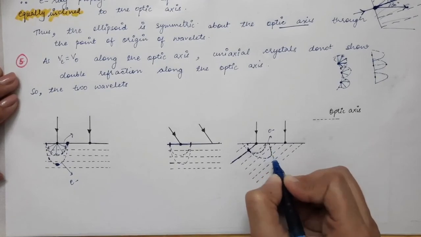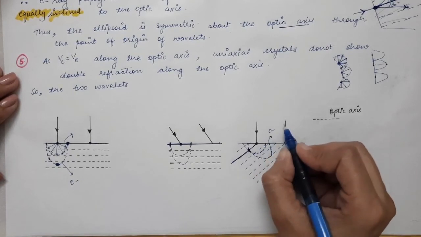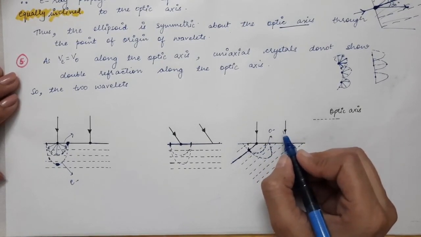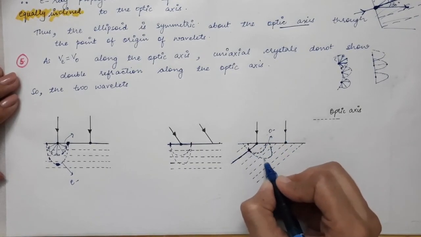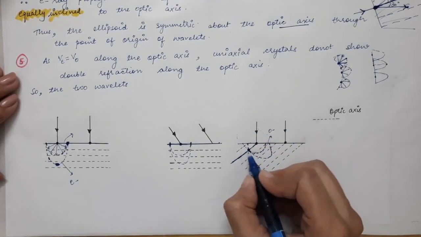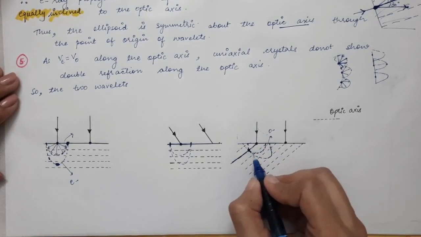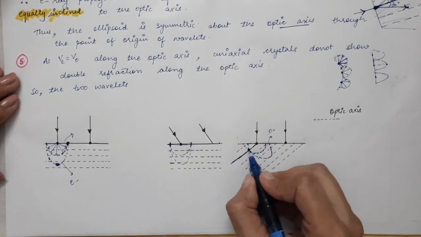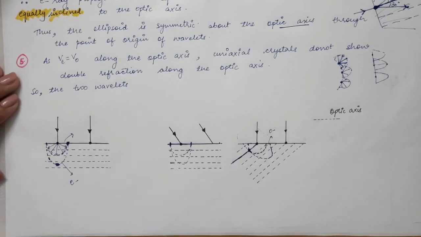The ellipsoid must be symmetrical about the optic axis. You do not have to complete this diagram, but just imagine that if you extend this optic axis in the backward direction, then this ellipsoid will be symmetrical about this optic axis. So we draw the ellipsoid in a manner that it is symmetrical about the optic axis as well as touches the spherical wavelet at a point which is present on the optic axis. So this is how we draw the wavelets in the case of double refracting material, and this was given by Huygens. This is the Huygens theory of double refraction.